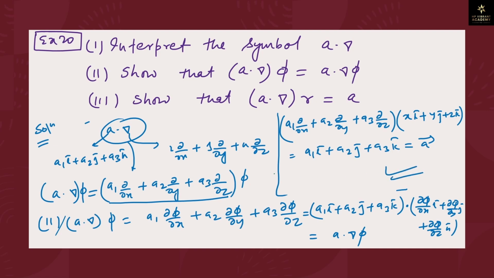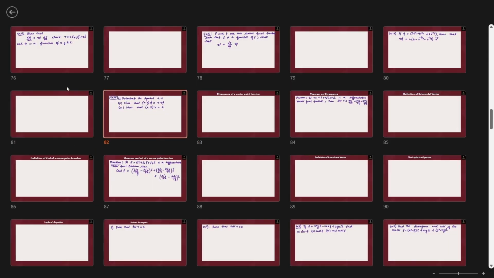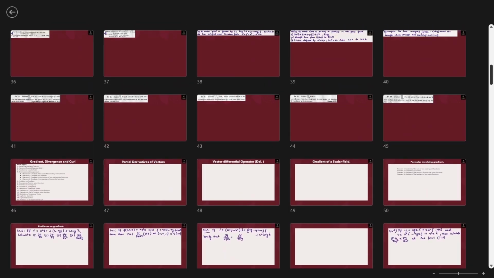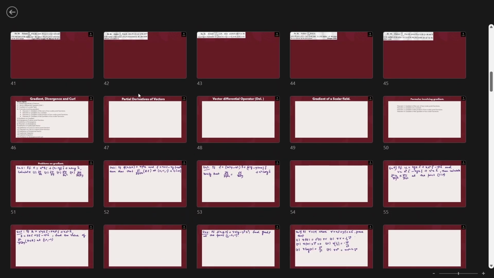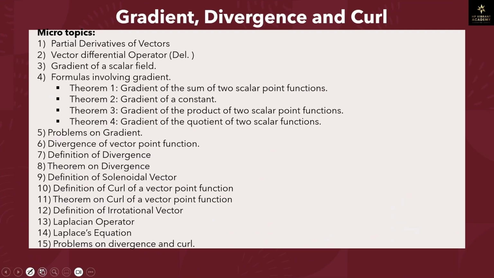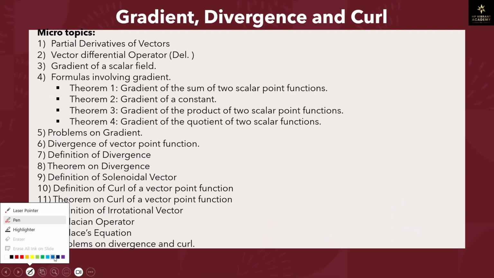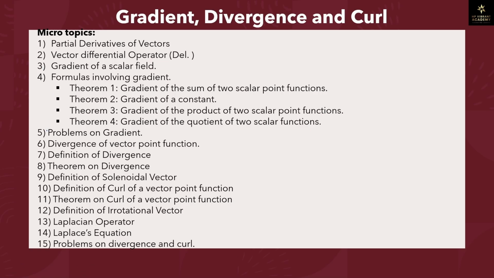So we have discussed all the 20 questions. Let us summarize what we have discussed. These are our micro topics. We have discussed up to problems on the gradient. In the next lecture we will start discussing divergence of vector point function. After that we will move on to further topics in this particular manner. Okay, thank you.